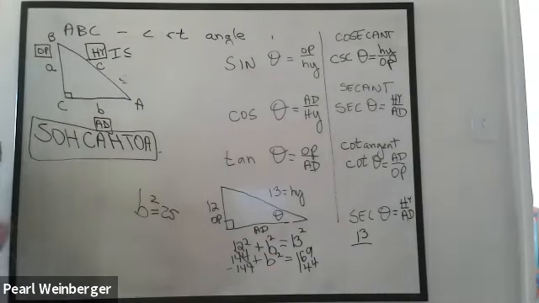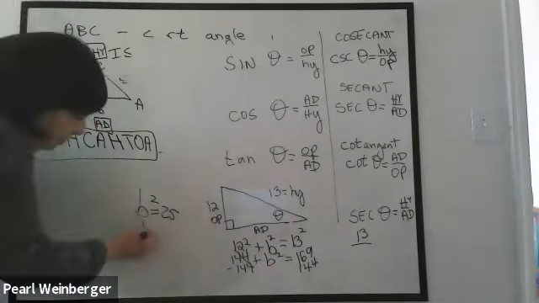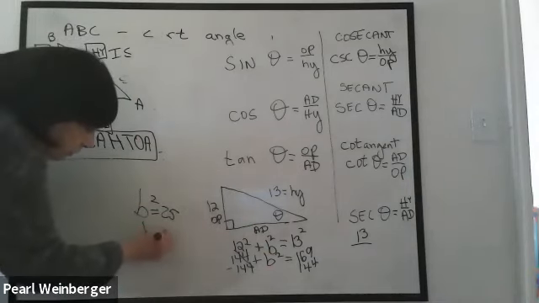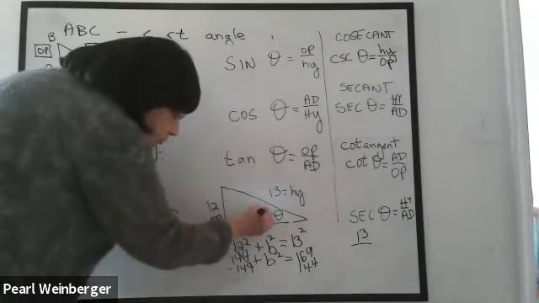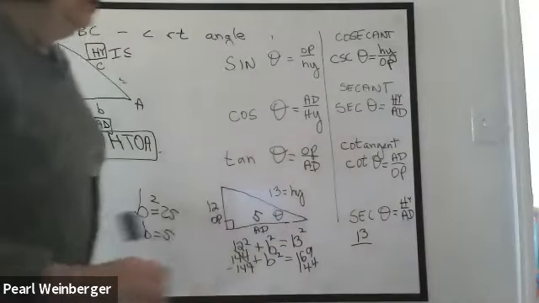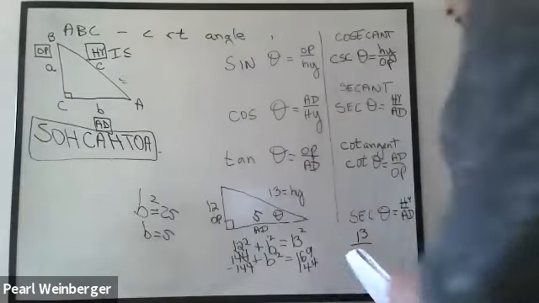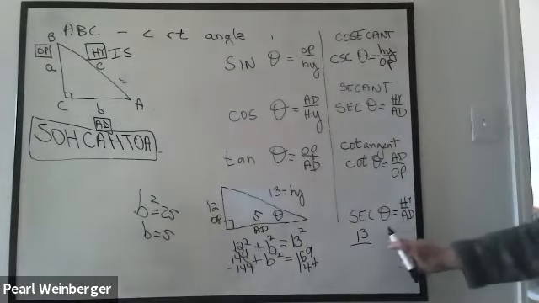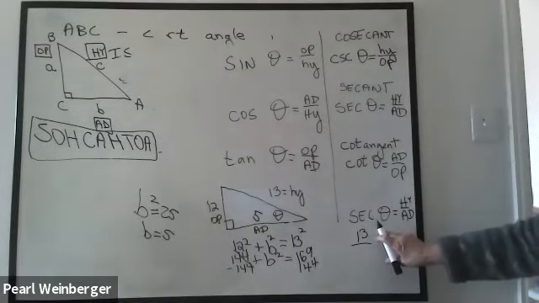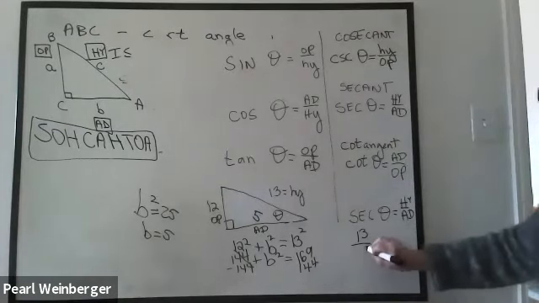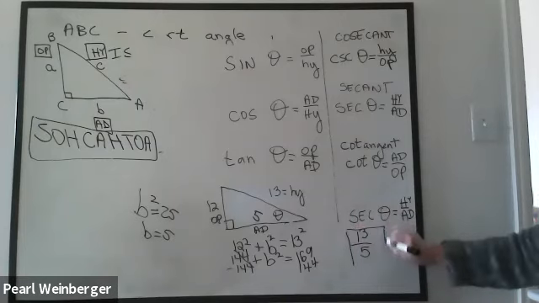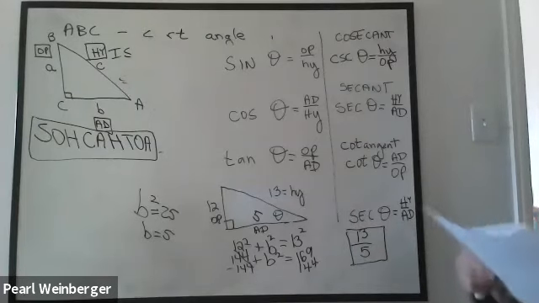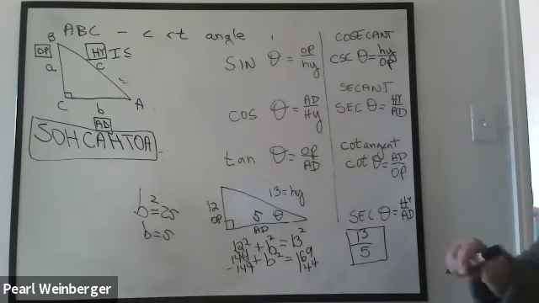Now 25 is a perfect square. We know that b then is the square root of 25, which is 5. So the adjacent side on this triangle is 5. So if I want to figure out what the secant is, I did the hypotenuse, which was 13, over the adjacent, which is 5. And my answer came out to 13 over 5. And that's how I would do it.